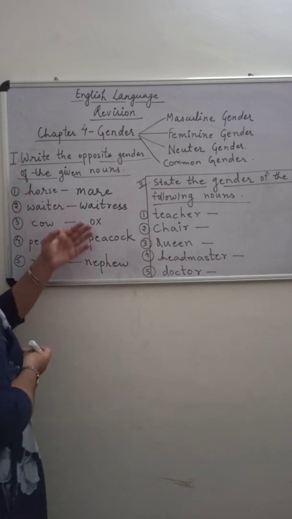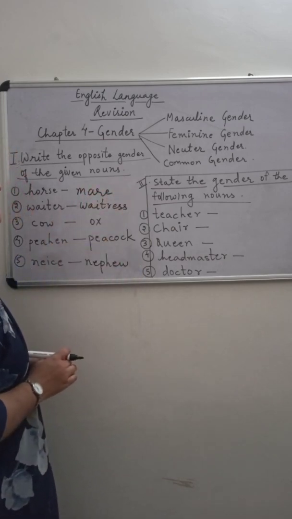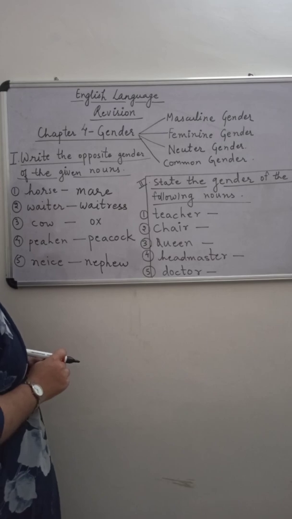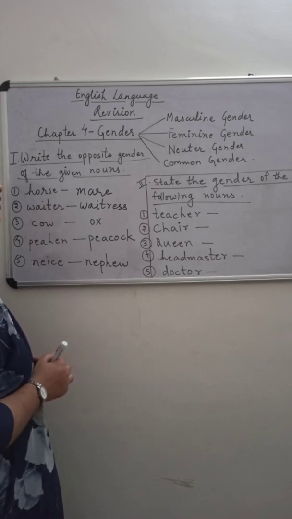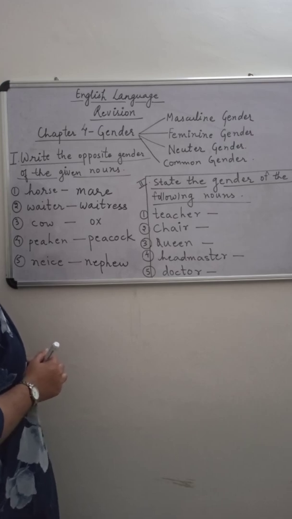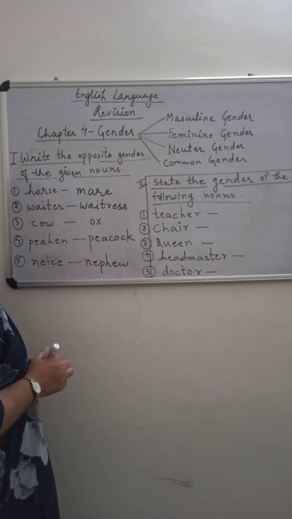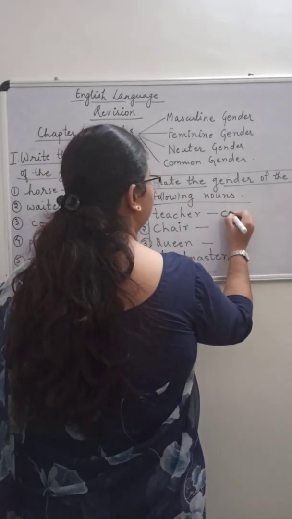Now let us see exercise number 2. State the gender of the following nouns. We have to tell the gender of the following nouns. First one, teacher. So teacher can be both male or female. So the gender of teacher is common gender.